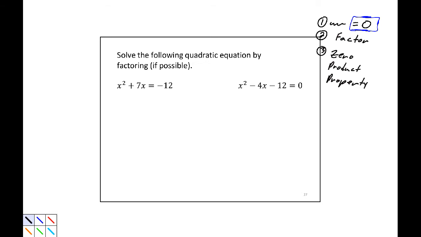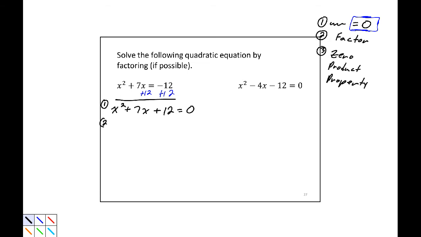So let's begin with this first example, x squared plus 7x equals negative 12. First, notice it is not equal 0, so we will rearrange this by adding 12 to both sides. Now notice, I'm just moving this term. So this is x squared plus 7x plus 12 equals 0. Moving that 12 from a minus 12 to a positive 12 on the left-hand side. That's step 1.